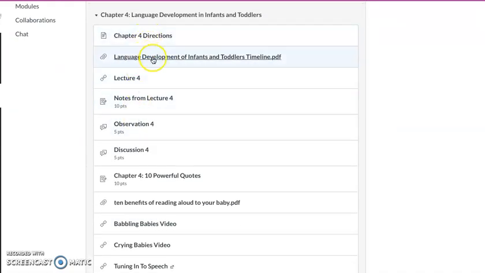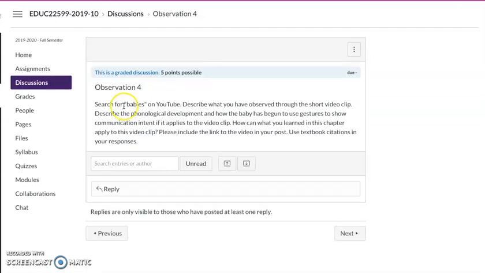So right here is your timeline that I want you to fill out. That's your graphic organizer. Here's the Chapter 4 lecture. This is where you're going to upload. This graphic organizer goes right there. For observation number 4, it says, search for babies on YouTube, describe what you have observed through the short video clip, describe the phonological development and how the baby has begun to use gestures to show communication intent if it applies to the video clip.